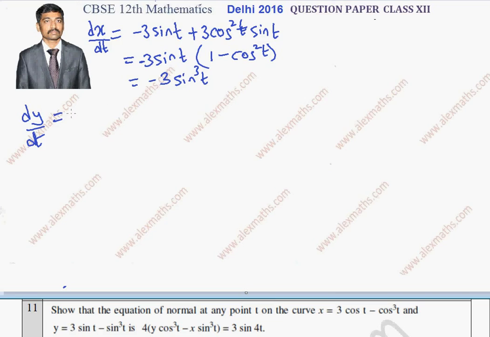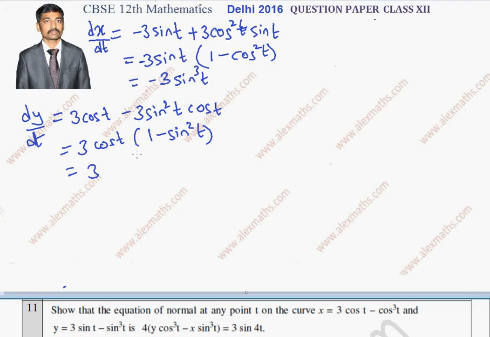From y, I have to find dy by dt, that is 3 cos t minus 3 sin square t into cos t. If I take 3 cos t common, 1 minus sin square t, and 1 minus sin square t is cos square t. So totally 3 cos cube t. This is our dy by dt.